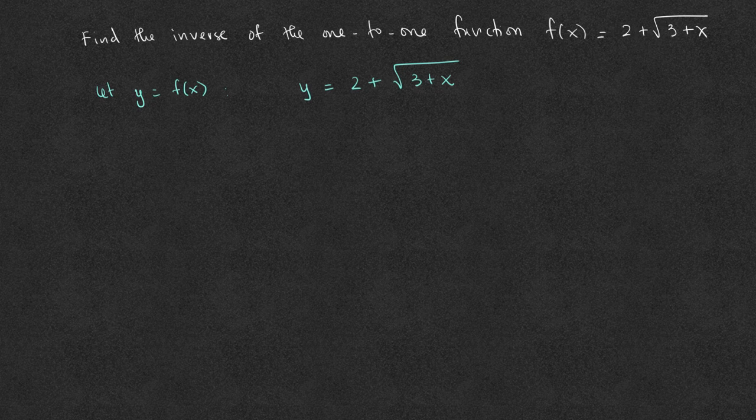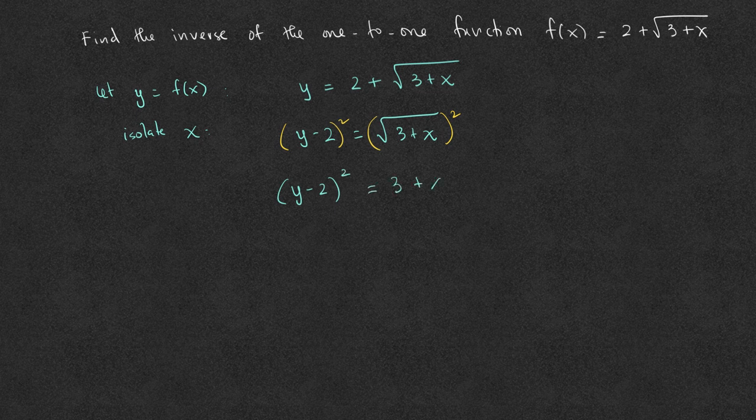Then we isolate x. That is the next step. To isolate x, where x is inside the radical, we first need to isolate the radical square root of 3 plus x. So we will subtract 2 from y, or subtract 2 from both sides of the equation. To get to x, we need to get rid of the radical, and to do that, we will square both sides of the equation. The radical squared will cancel out. This will give us y minus 2, the whole quantity squared, equals 3 plus x.